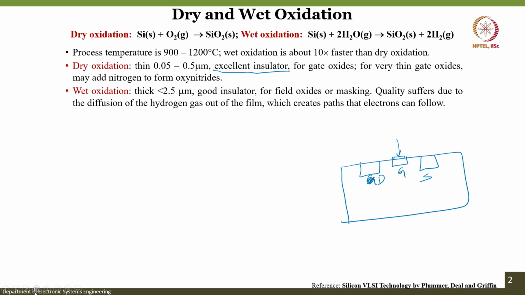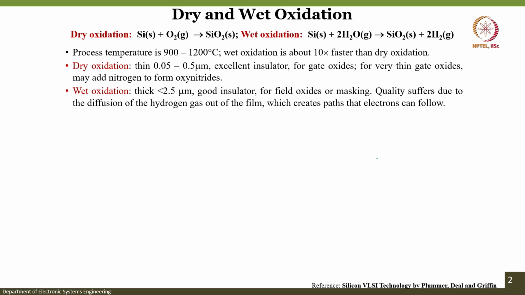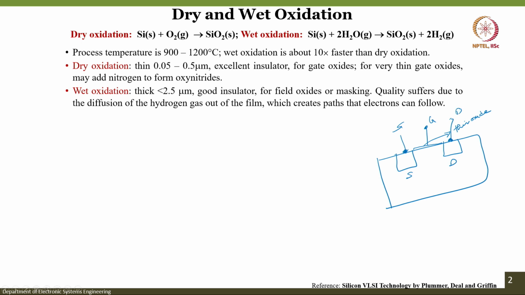Sorry, let me clear this, let me draw properly. So you have, let us say, source and you have a drain. So for application of the voltage, here you use very thin oxide. This is gate, of course there is metal contacts here, this is for source, this is for drain. Now this gate oxide has to be very good.